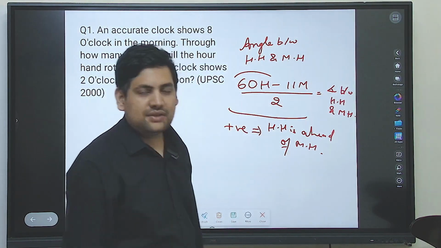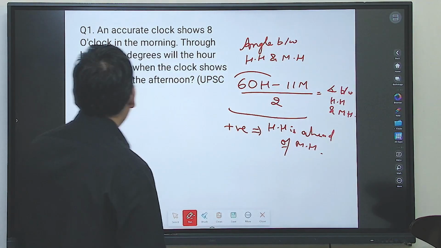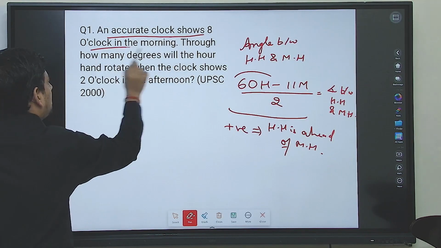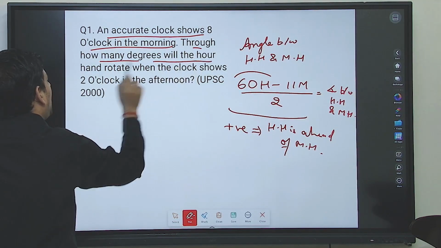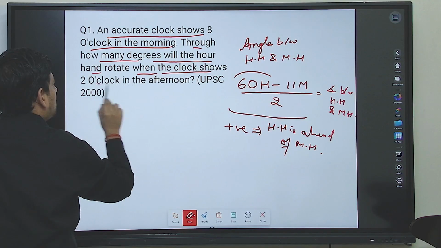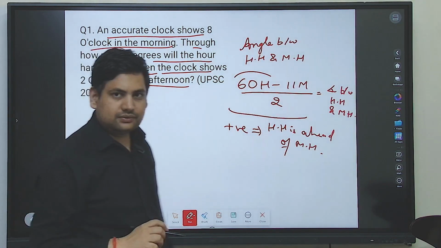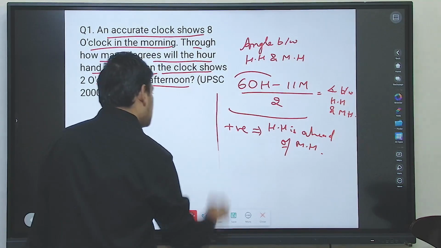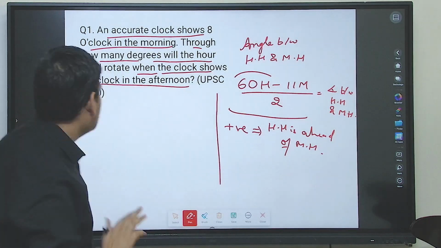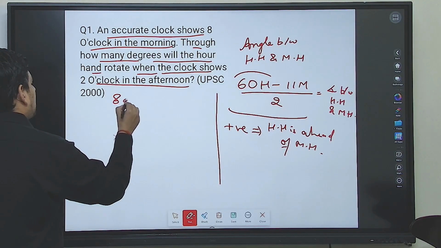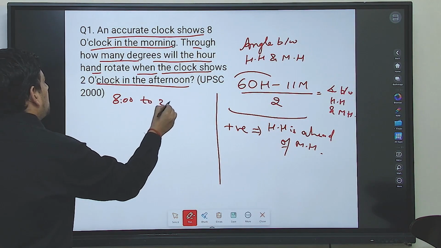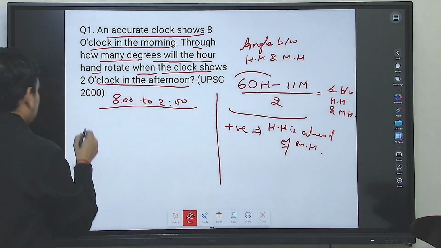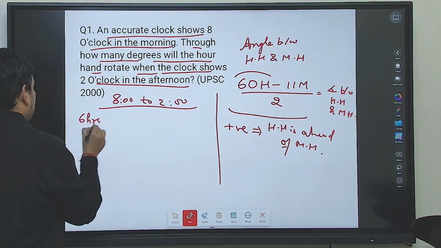Now, using this, we'll solve many questions. Let's get started. An accurate clock shows 8 o'clock in the morning. Through how many degrees will the hour hand rotate when the clock shows 2 o'clock in the afternoon? We did a similar question in the earlier video also. From 8 o'clock to 2 o'clock, how many hours? 4 plus 2, 6 hours.